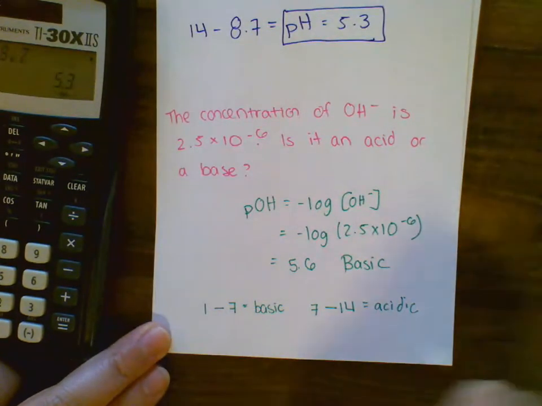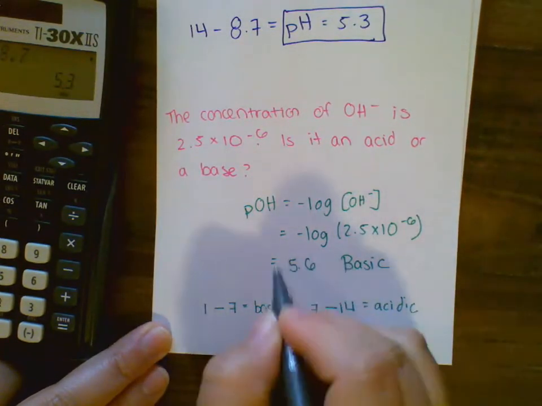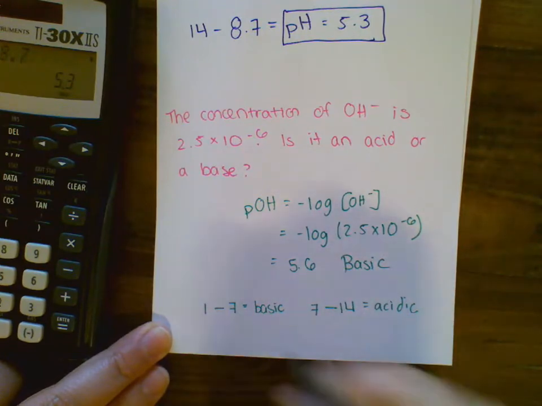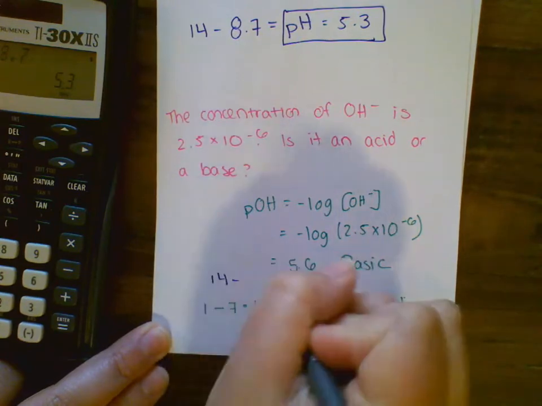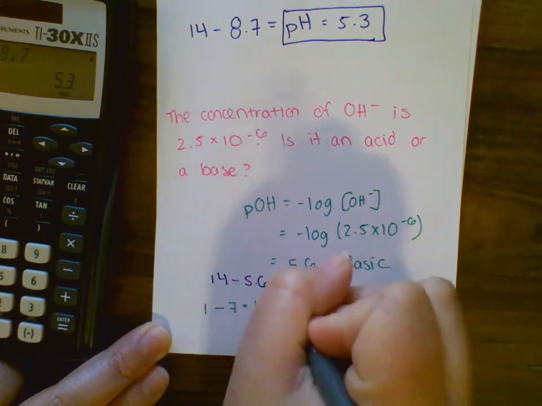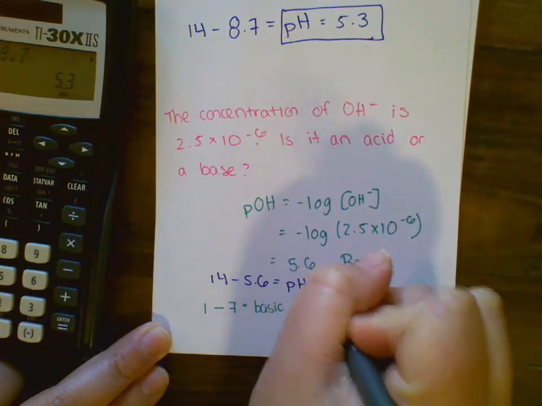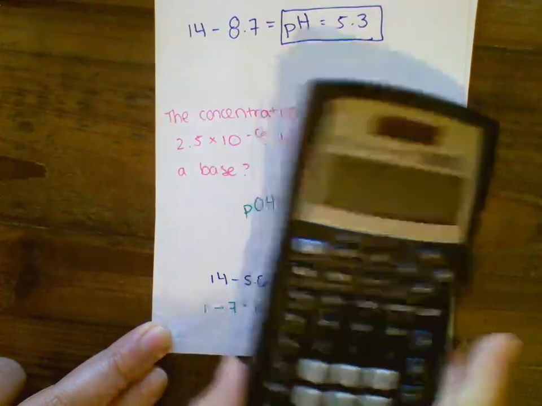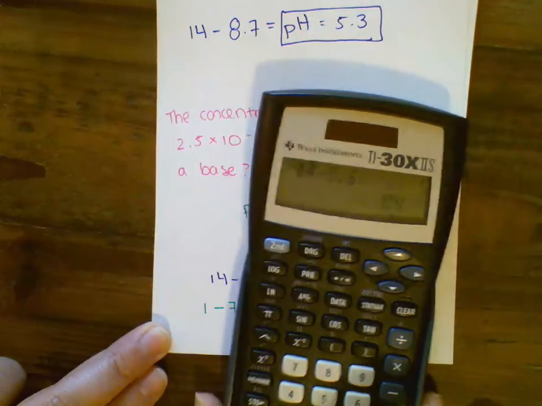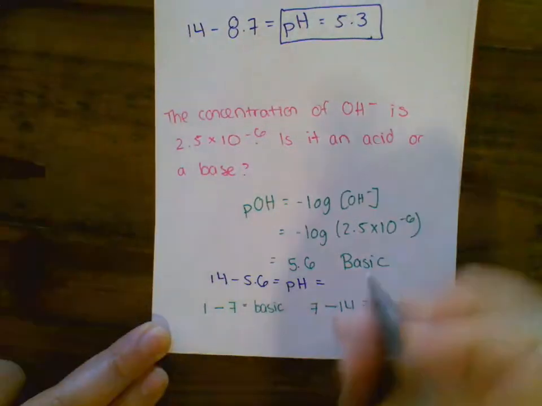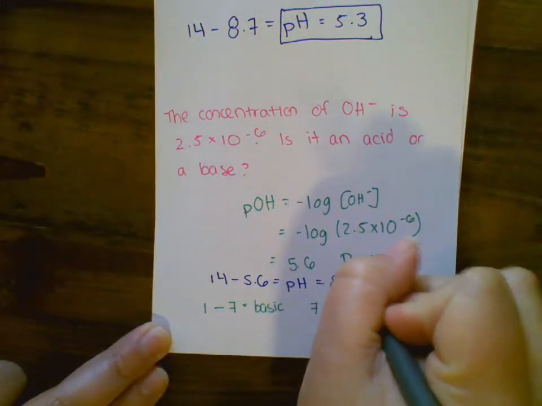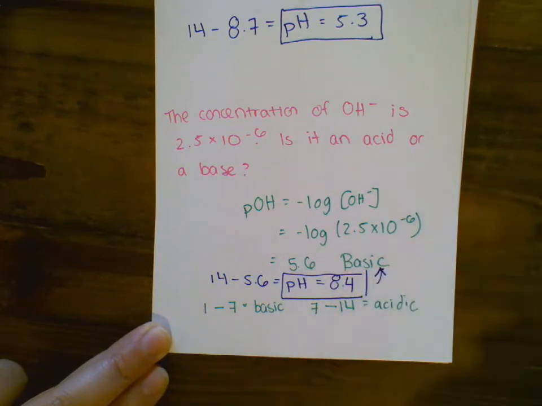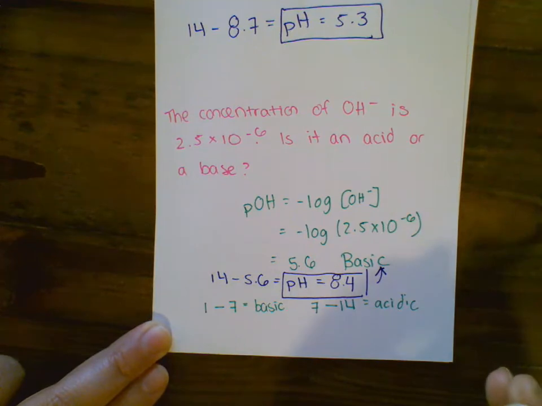Down here at the bottom, one more example. We said yesterday with our pOH value that this was basic. Now we can convert it into a pH value. So we're going to take 14 minus 5.6, which will give me my pH. 14 minus 5.6 gives me 8.4 as my pH value, which again confirms what we talked about yesterday, that this is a basic solution.